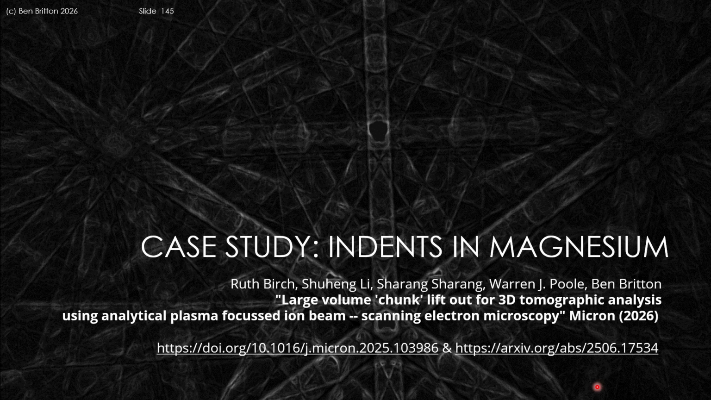One of the issues we also want to be able to address is site-specific tomography. We've just recently published a paper that gives us a large volume chunk lift out to enable 3D tomographic analysis. So this is site-specific FIB-SEM tomography for EBSD analysis. This is really nice because it links the tomography as well as the sample prep.